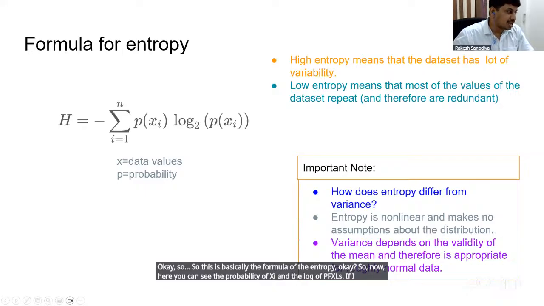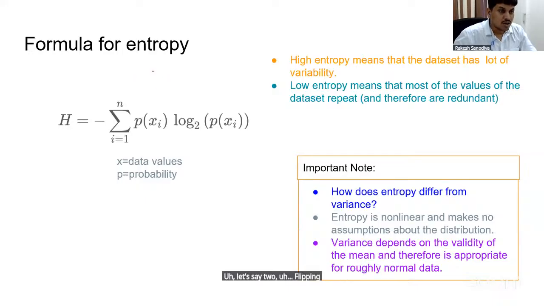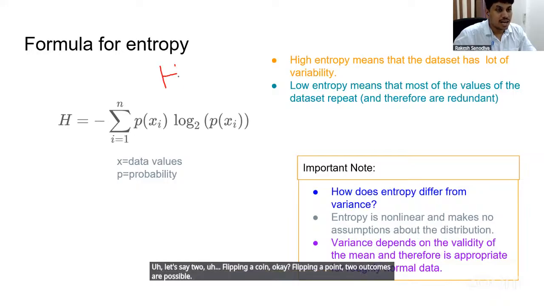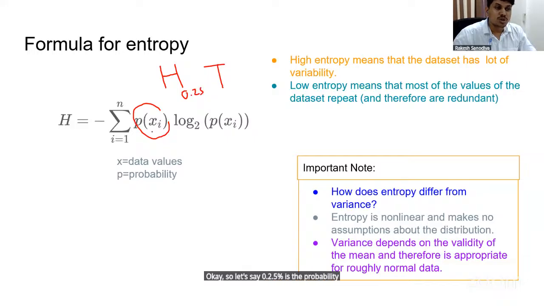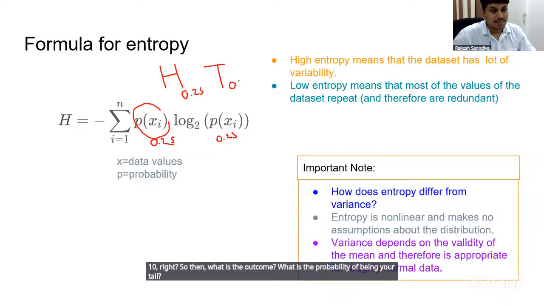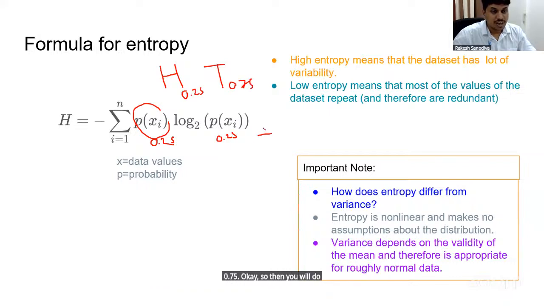If I take a very simple example, let's say flipping a coin. Two outcomes are possible: one is the head and another one is the tail, right? So what is the probability of being a head? Let's say 0.25 is the probability, then 0.25 log 0.25. This is for one outcome. And what is the other outcome? Tail. What is the probability of being a tail? 0.75.